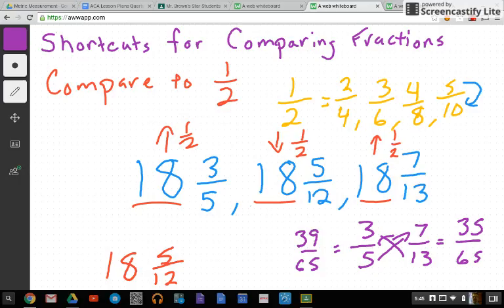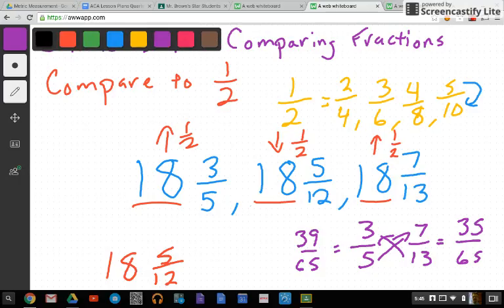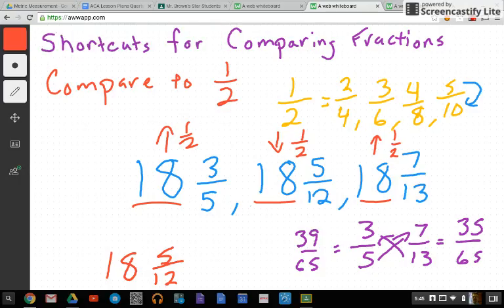So if I did find my common denominator, which I did in this case right here, that tells me that 3/5 is the larger fraction. So if I was putting these in order from least to greatest, it would be 18 and 7/13 would come next, and then the largest is 18 and 3/5.